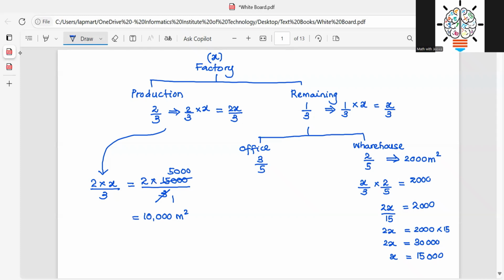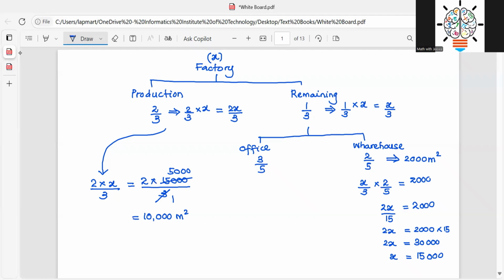So 1/3 is what? It is 1/3 of the factory. So that means x over 3. Then x over 3 you multiply by 2 over 5. So then it gives me that it is equal to 2000. With that, after solving this equation, then you can find the x value. X is the factory space. So then we want to find not the warehouse, not the total, the full factory, but we want to find the production area. The production area is 2/3 x. So 2x over 3. So then it is 10,000, right?